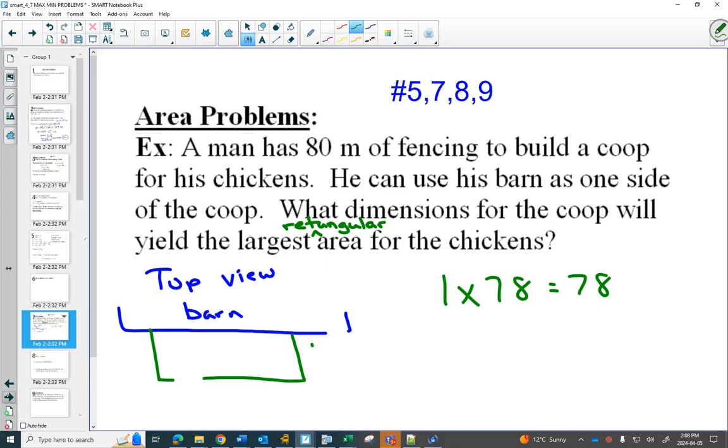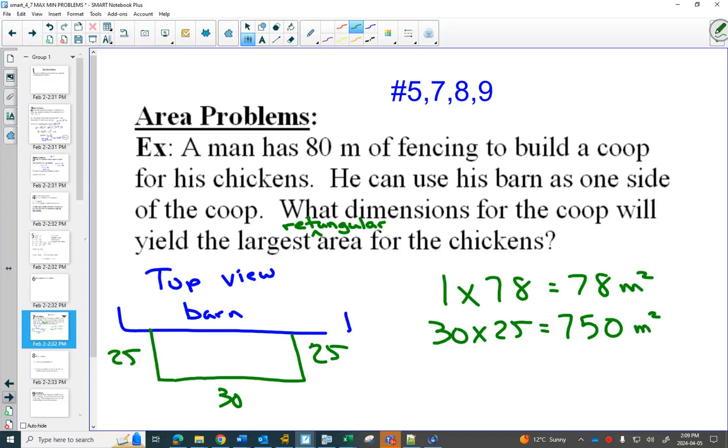But what could I make as dimensions? 25 here. Then this would also be 25, right? And then how much is left for this? 30. So then, let's see. Moment of truth. Is your answer bigger than 78? Yes. A little bit of drama there. 75, you thought it was low. 750. And we should use units here. This would be meters squared and meters squared.